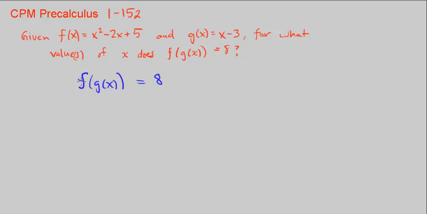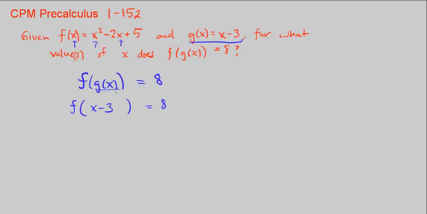Well, on the left side, let's simplify this by plugging in what g of x is. So we have f on the outside still. g of x is x minus 3. I'm just getting that from here. g of x is defined as x minus 3. So now I'm going to bring down the 8 and then plug in for f. Wherever we see an x now, I'm going to replace x with x minus 3.